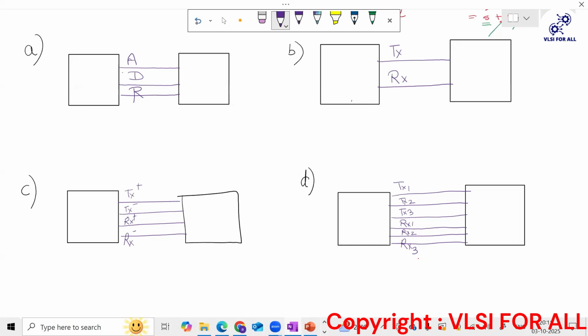So parallel, which option? You have to tell which option is parallel. Option A. Okay, A is parallel. What about B, C, D? B, C, D are serial. Okay, so she is saying only A is parallel. Someone said A and D are parallel. A, B, D are parallel, and C is serial. Okay, good. What about others? Interesting.